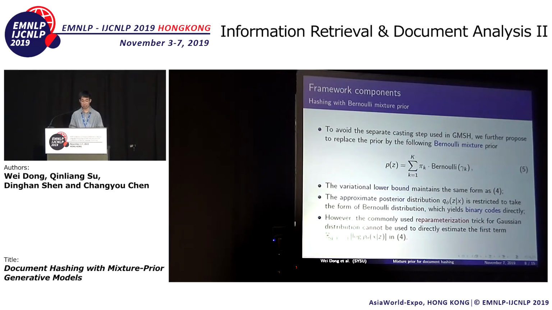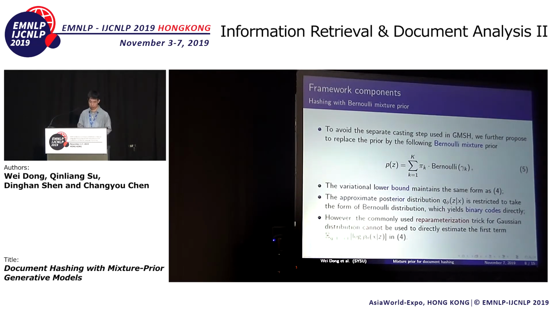So to avoid the separate casting step used in GMSH, we further propose to replace the prior with the following Bernoulli mixture prior. We call this model BMSH. Similar to GMSH, this model can be trained by maximizing the variational lower bound, which maintains the same form as equation 4. At this time, the approximate posterior distribution q_phi(Z|X) is restricted to take the form of a Bernoulli distribution, which yields binary code directly.